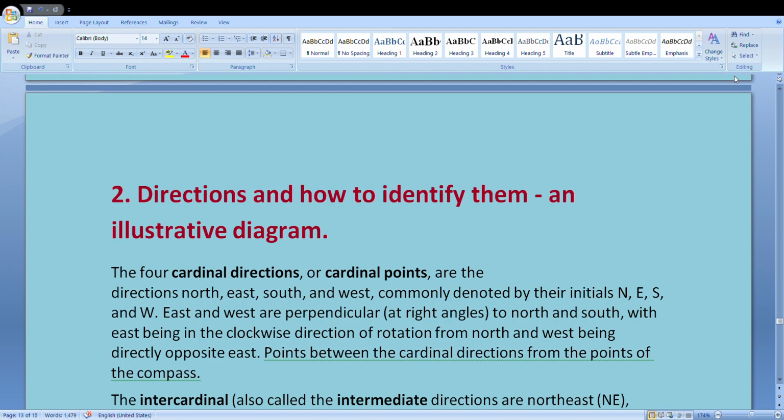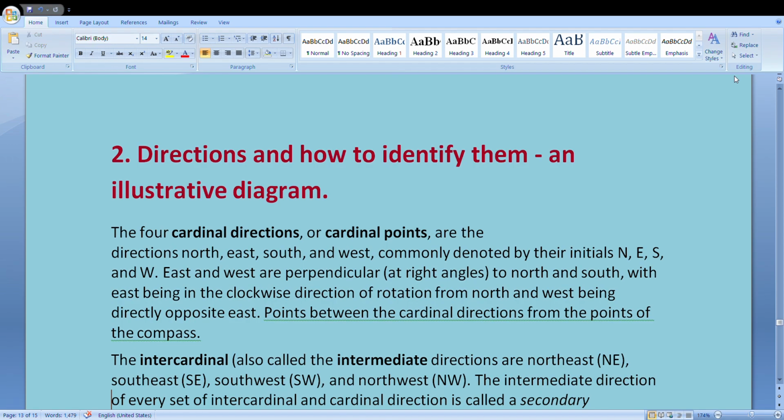For example, Orissa is located to the southeastern part of India. We will not say it is located in the east southern part of India. Okay, so southeastern. If north is not there, south is there, it will be given first preference. Fine. So let's go ahead.